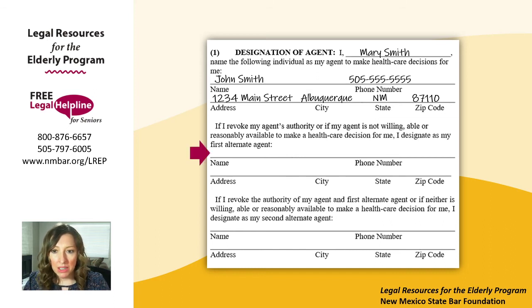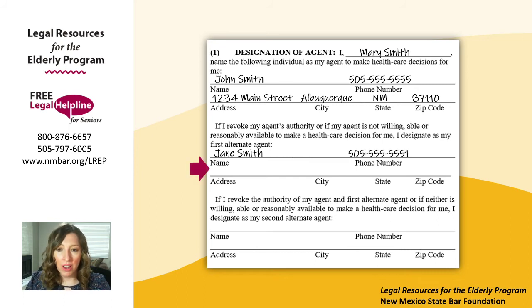Below, you can designate successor agents or alternates who can act as your agent if your first choice is unable or unwilling to make your healthcare decisions. So in this example, I'm going to name my daughter as my first alternate agent choice, and that's because she lives close by in Los Lunas. She'll be easily able to handle our healthcare decisions. So on the line, I will write her first and last name and her phone number. Below that, I will provide her address, city, state, and zip code.